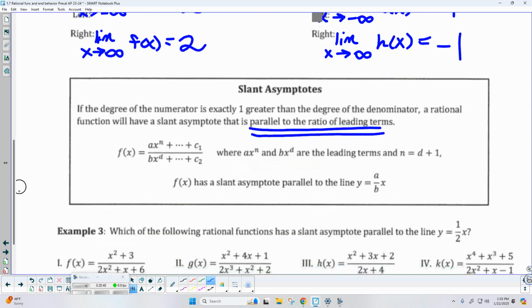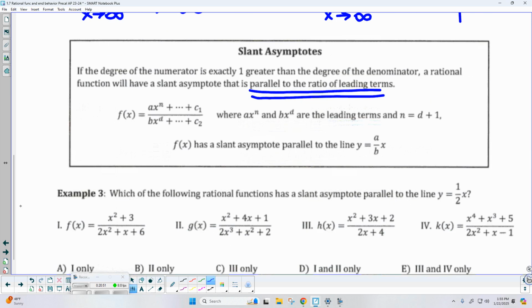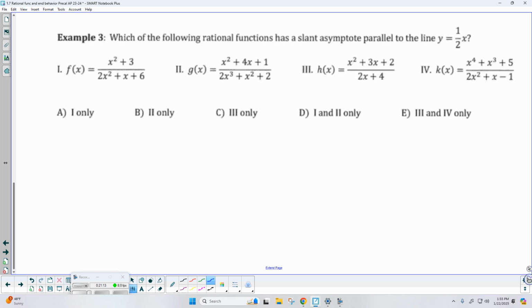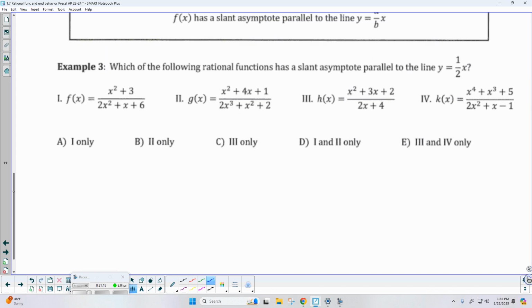Okay. Now, let's take a look at this box one more time. We used this for 2C yesterday, but it's going to help us with this last problem. If the degree of the numerator is exactly 1 greater, that's important for this problem, okay? Then the degree of the denominator, a rational function, will have a slant asymptote that's parallel to the ratio of leading terms. Okay, so with this in mind, let's come on down to our last example 3. It says, which of the following rational functions has a slant asymptote parallel to the line y equals 1/2 x?